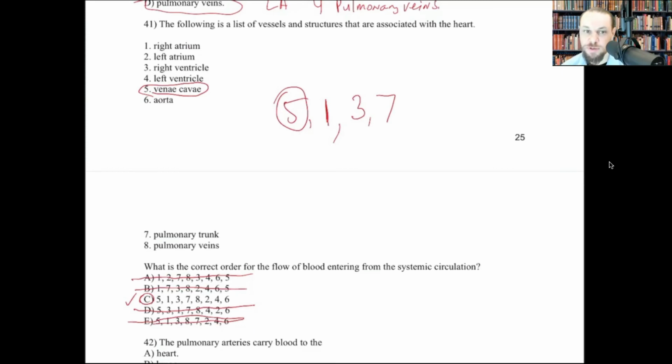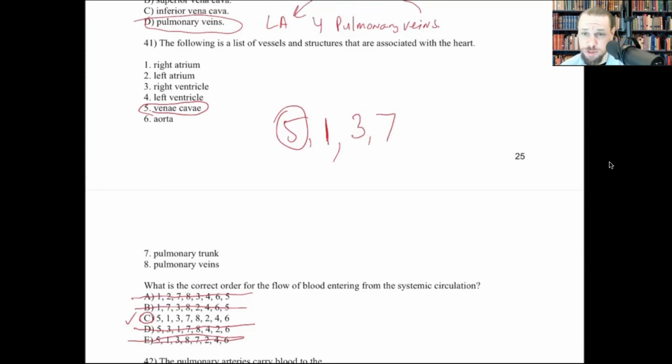You should definitely know the flow of blood. That's why I put so many questions on this. Definitely know the valves. Definitely know the sequence. And definitely know if there's a blockage or a problem with a certain aspect, like the valve or the actual chamber of the heart, what's going to be the consequences of that. So that is definitely an important thing to know.